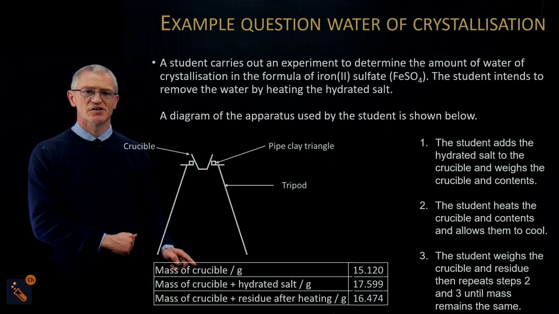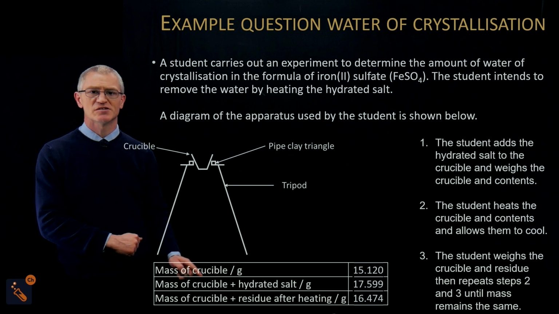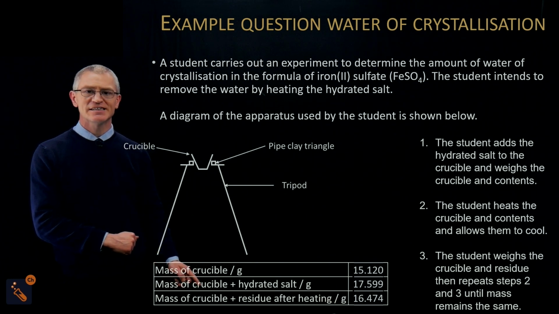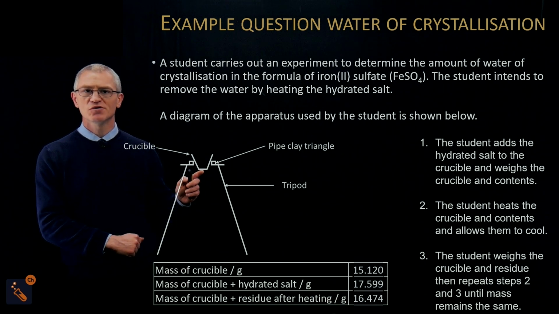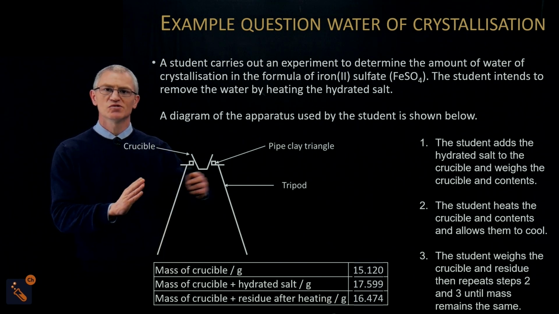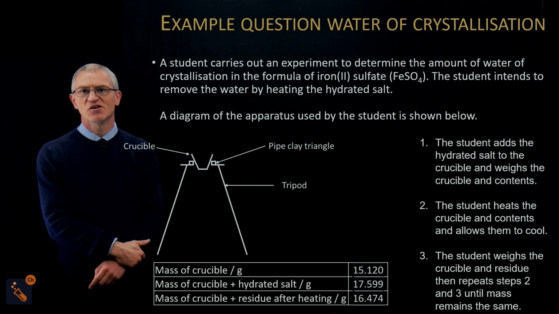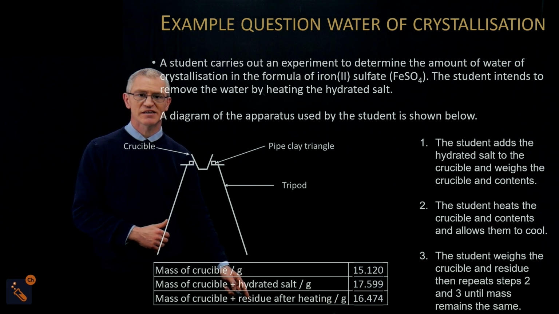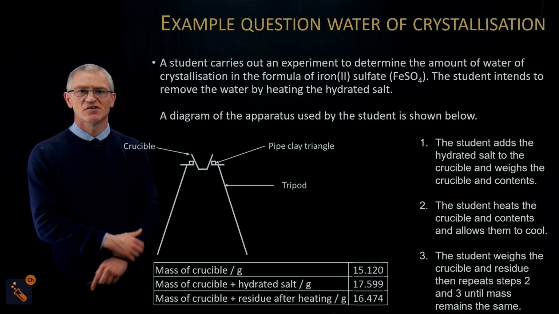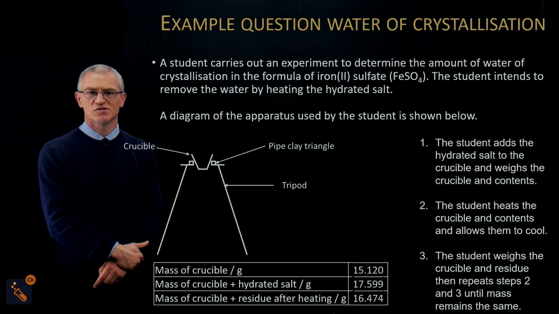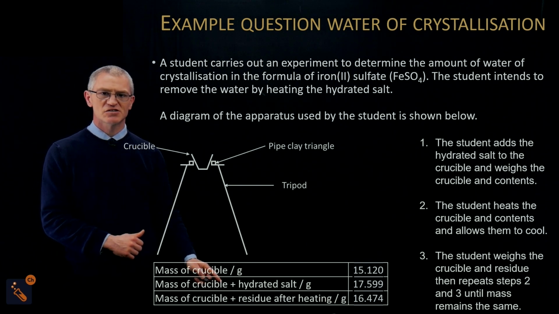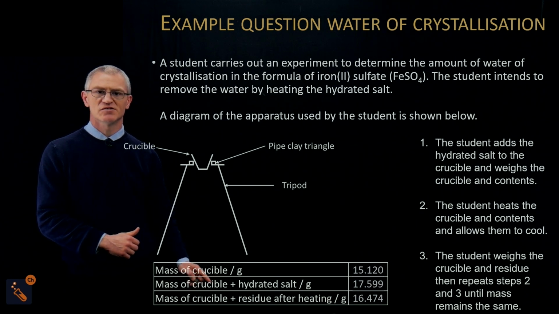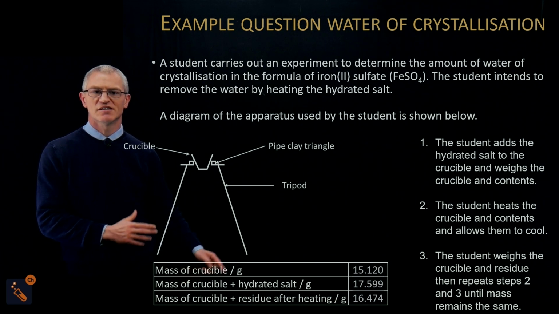So we've got the mass of our crucible, we've got the mass of the crucible plus the hydrated salt, and then we heated it. And when we heated it, we removed the water of crystallization. That's the important thing. The water is being evaporated off, and it just leaves the salt behind. So that residue will be just iron sulfate on its own, no water bonded to it whatsoever. If you look at these two bits of data, you see the difference in mass between the crucible and the hydrated salt and the crucible plus the residue after heating. That will be our mass of water that has been driven off.